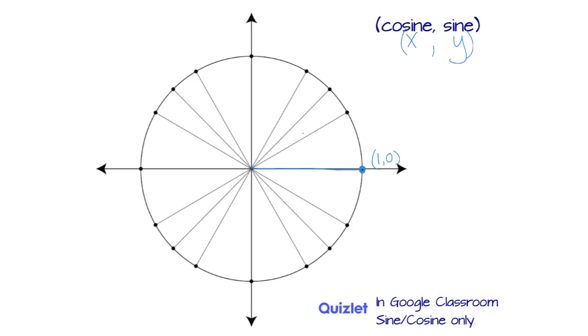What that really means to us, though, we write it like that, but what that means is the cosine of 0 degrees or 0 radians, or for that matter, 360 and 2 pi, because they are coterminal and they land in the same spot. The cosine of 0 is 1. The sine of 0 is 0.